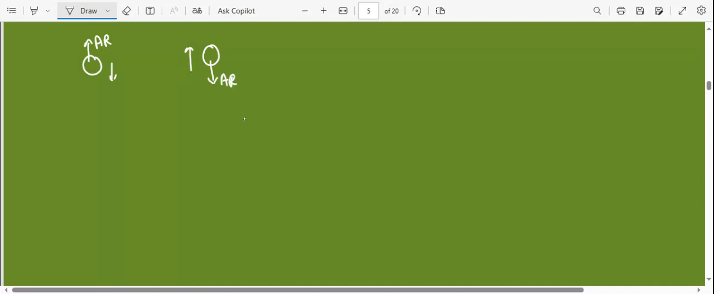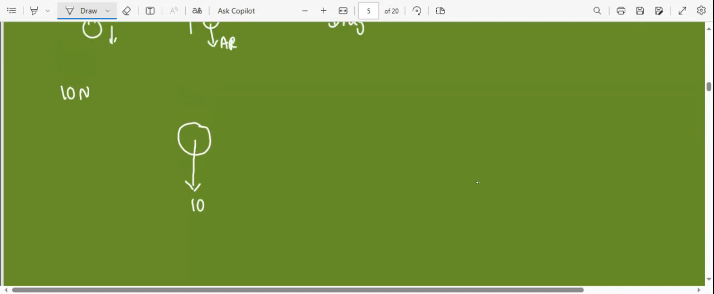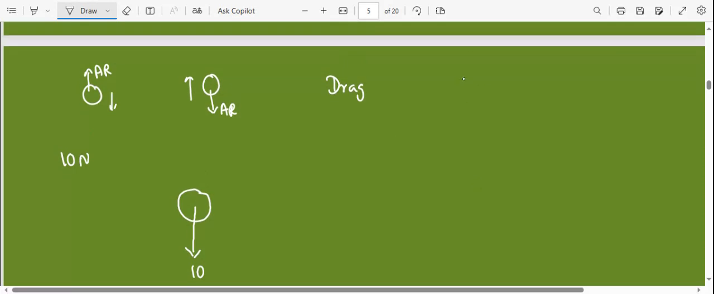Now if you want, you can call the air resistance the drag force as well, right? It's no problem, it's the same thing. Normally the word drag force is used for both water and air resistance, not just for air resistance, right? Now let's say we have an object with a weight of 10 newtons. Another thing I mentioned earlier, and I have to remind you: the air resistance or drag force increases if the speed of the object increases. The more the speed, the more the air resistance.